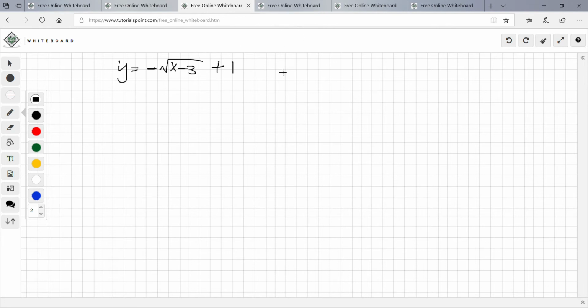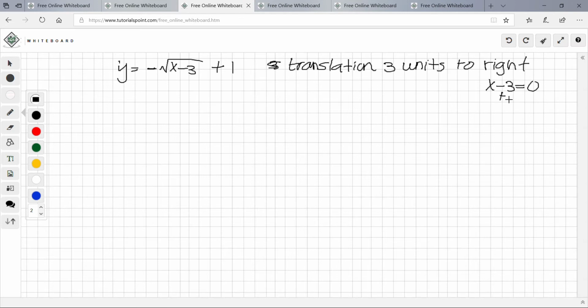So we know there's a translation. So there's 3 for the translation. We're going 3 units to the right, because remember I got x minus 3, and I set that to 0, and then I add 3. So that's how I know that I'm moving 3 units to the right. And then we're going to move one unit upwards, right? This is on the y-axis.